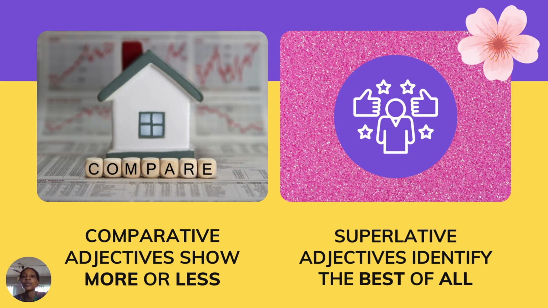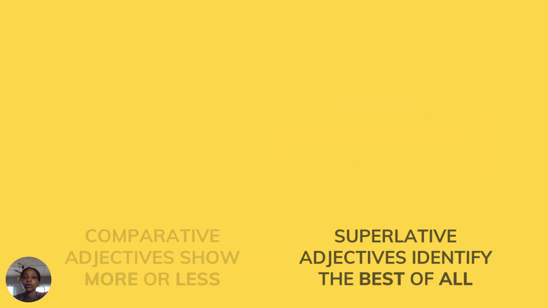We also have a superlative adjective that identifies the best of all. Like you have good, you have better, and you have best. You know, better is more than good, and best is like the best of the three. So that is a superlative adjective. It identifies the best of all.